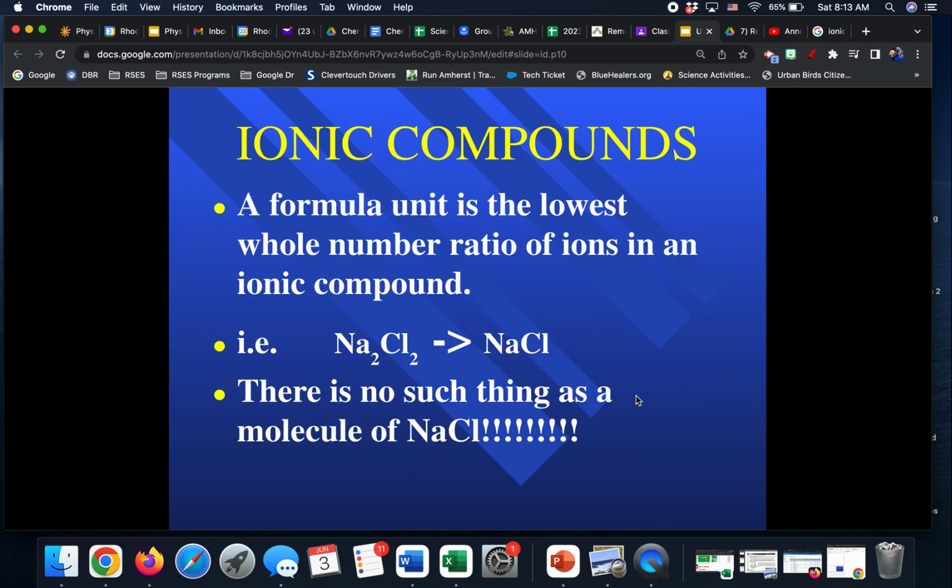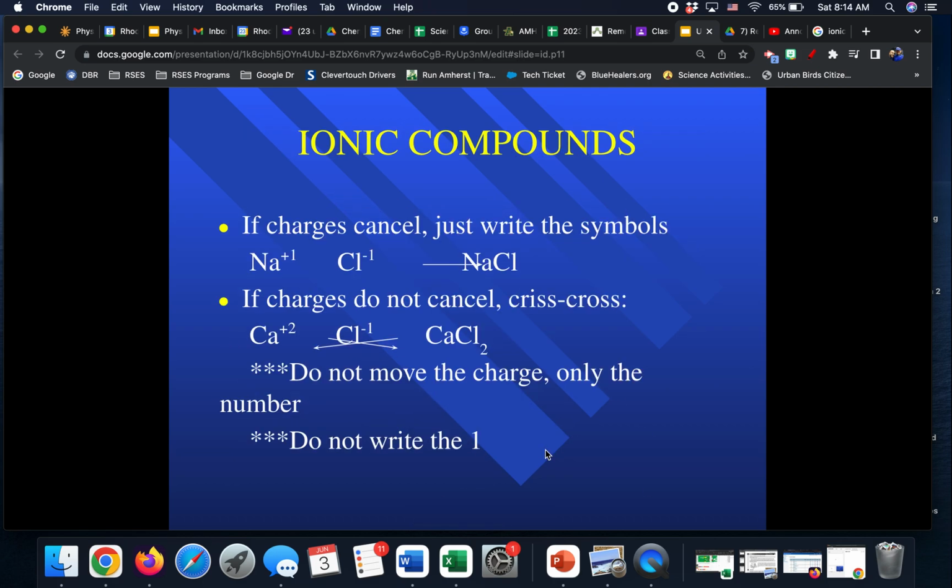And I just showed you this. There's no such thing as a molecule of NaCl because they're all attracted to each other, like that picture we saw in the first one. So if the charges cancel, we just write the symbols. +1, -1 equals NaCl. We said that. Common sense, it has to be equal to 0.